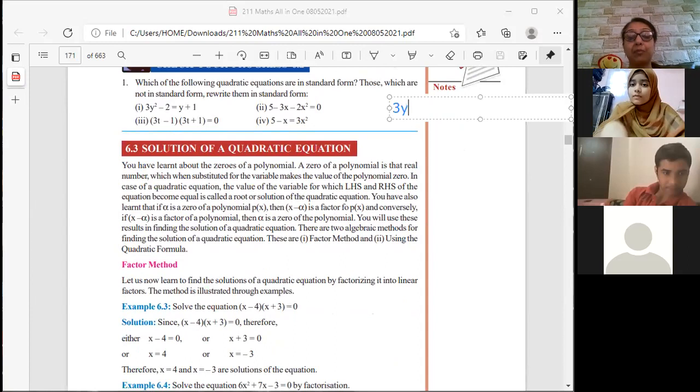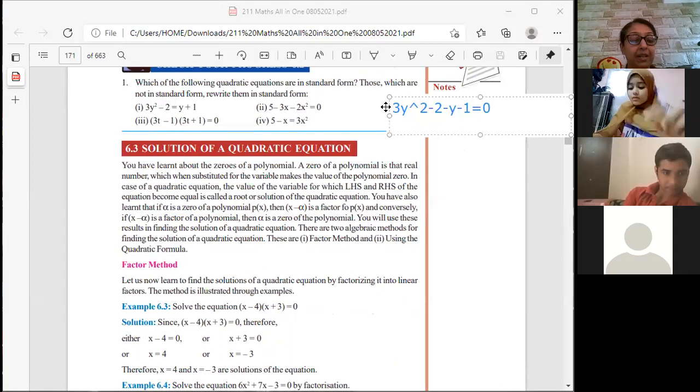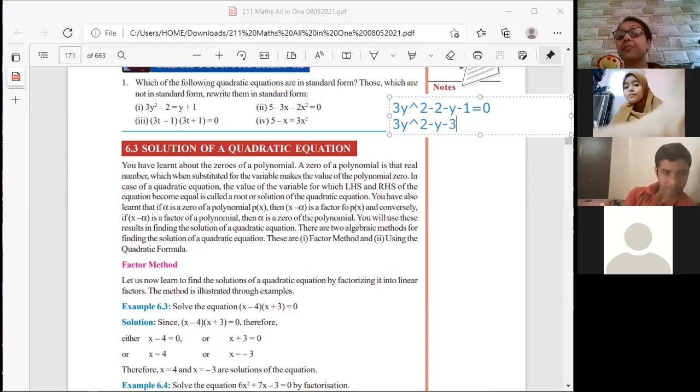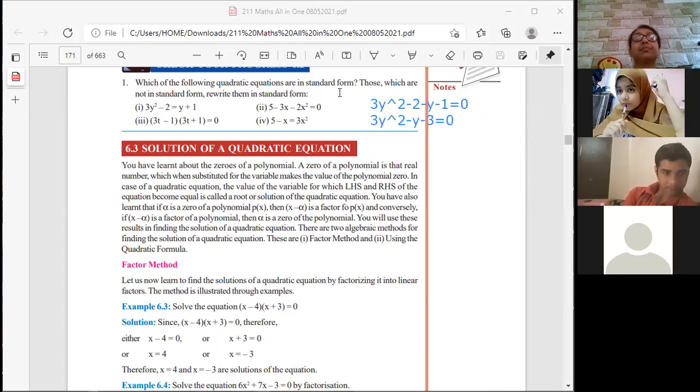So, to write it in the standard form, I'm going to write 3y the whole square minus 2 minus y minus 1 is equal to 0. Am I right? Yes. Now, to make it better, I'm going to write 3y the whole square minus y minus 2 minus 1. What will it become? Minus 3? Yes, minus 3. Equal to 0. Now, can I call this to be in a standard form? Yes or no?